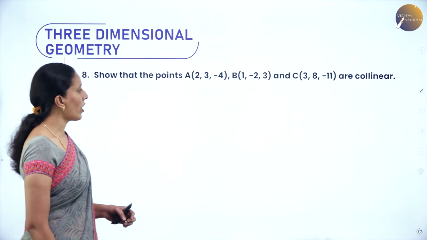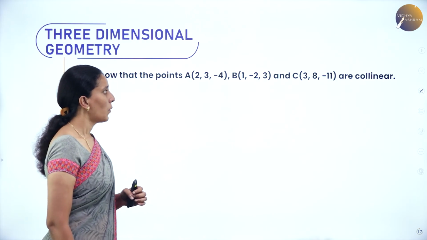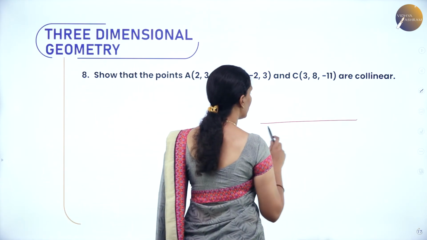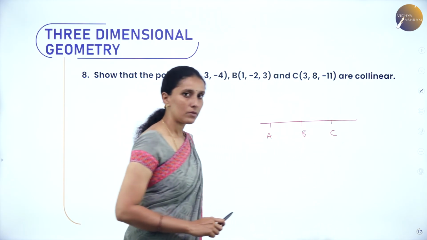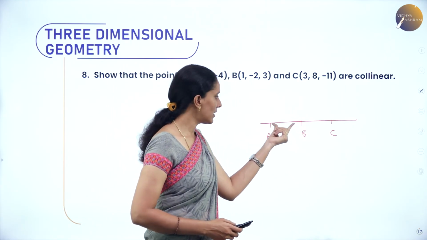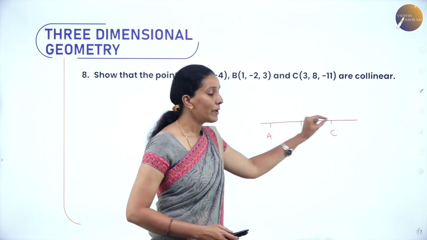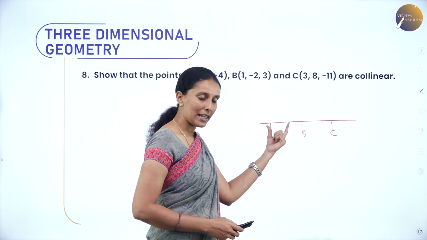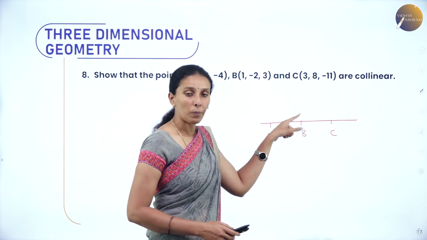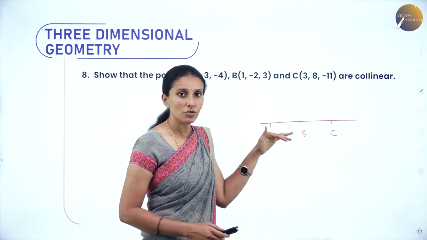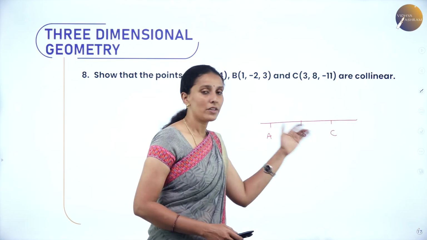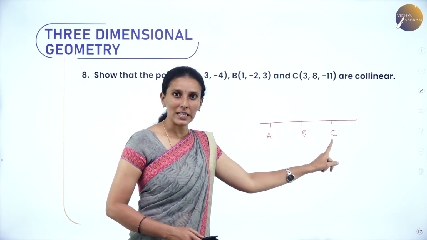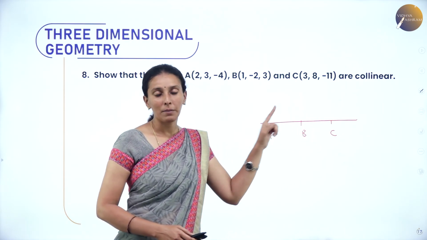Next, show that the points A 2, 3, minus 4, B 1, minus 2, 3 and C 3, 8, minus 11 are collinear. Now we need to show that all the 3 points A, B, C are on one line. So we know that here the line is divided into 2 parts, that is AB and BC, and also we know that we can have infinitely many direction ratios for a particular line. So if I find the direction ratios for line AB and for BC, and if they are proportional, that means we are giving the direction ratios of the same line. Same line means all the points are on the same line, which shows that they are collinear. So here we are going to find the direction ratios of AB as well as BC. Then we show that they are proportional, so that points A, B, C are collinear.